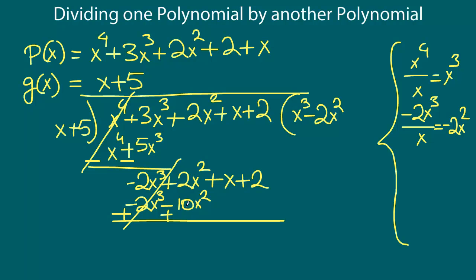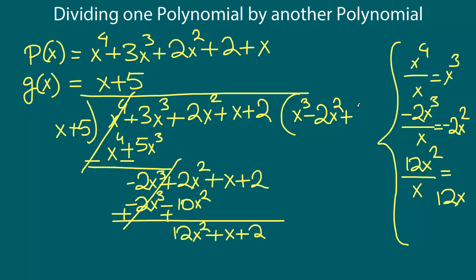So this will be plus 10 plus 2, 12. This time we have 12x squared plus x plus 12, right? Now our first term is 12x squared. So we divide this by x, and we get 12x. So the next term is plus 12x. And we multiply this, so we get 12x squared and 60x, right? So we subtract this, it cancels out.